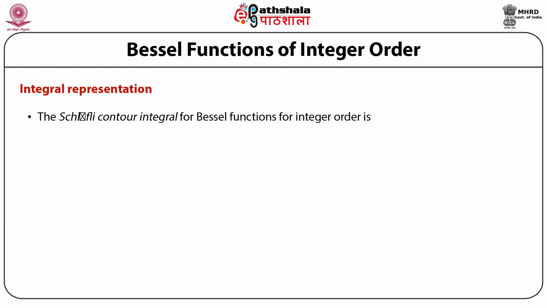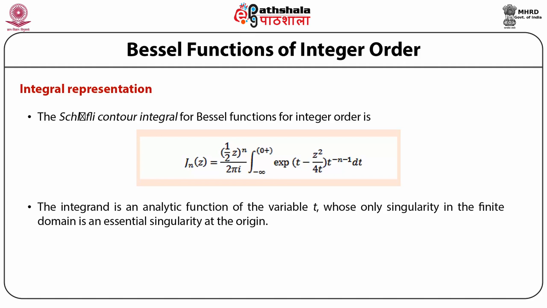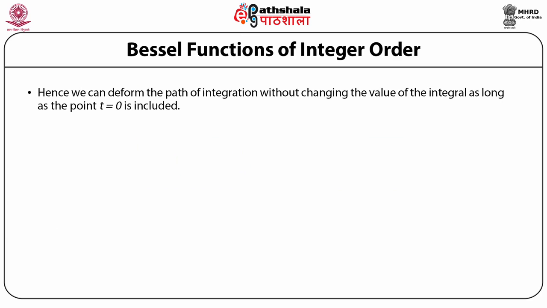Like the case of Legendre polynomials, there is the Schläfli contour integral for the Bessel function, which states that J_n(z) is equal to (z/2)^n divided by 2πi times the integral over t going from minus infinity to 0+ of exp(t - z²/4t) times t^{-n-1}. The integrand is an analytic function of the variable t whose only singularity in the finite domain is an essential singularity at the origin. Hence, we can deform the path of integration without changing the value of the integral as long as the point t = 0 is included.